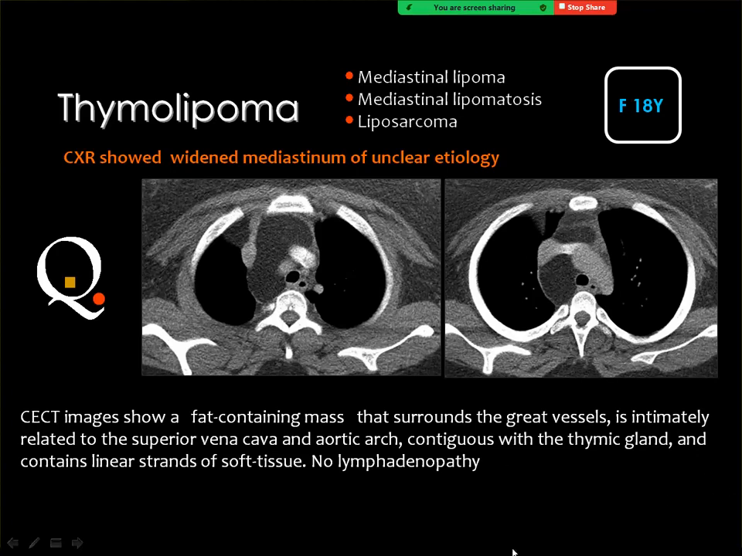Then this case actually has been proved to be a lipoma of the thymus. This is actually the anatomic site of the thymus. Lipoma is a very soft mass, and it can spread between the vessels, as you can see. But if you put a differential diagnosis for this, like mediastinal lipoma, a lipoma of the thymus, it will not be wrong.